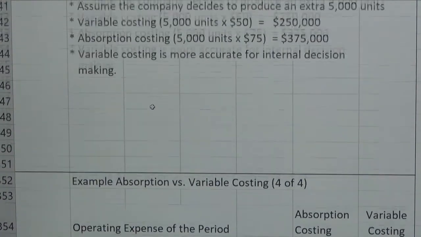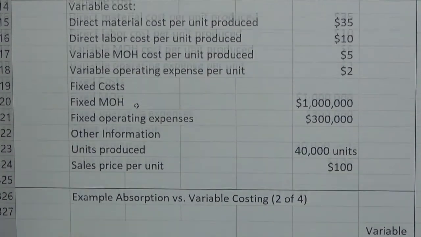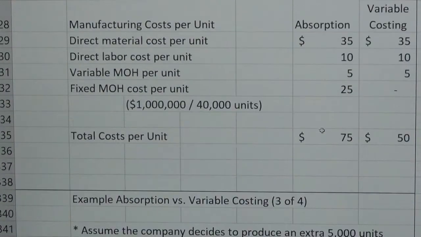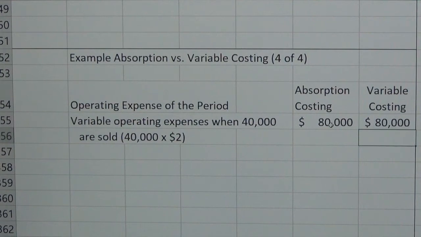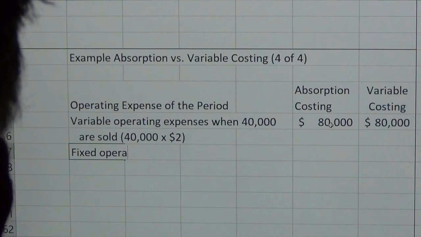Where did the two come from? Well, let's go back to our data point. We're talking about the operating expenses, okay? So the operating expenses way up here, variable operating expense per unit is $2. All right, so that's where we got the $2 from. So variable operating expenses when 40,000 units are sold, that's 40,000 times 2. And under absorption costing, it's going to be $80,000. And the variable costing, it's also going to be $80,000. That's going to be fixed operating expenses.